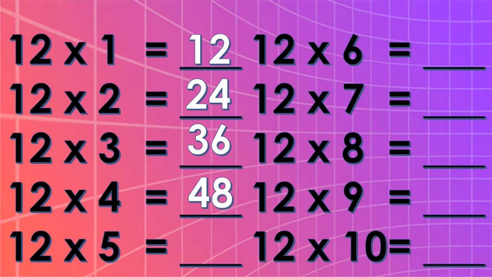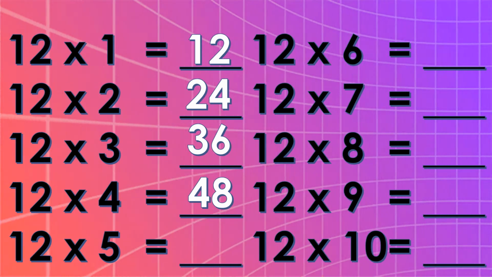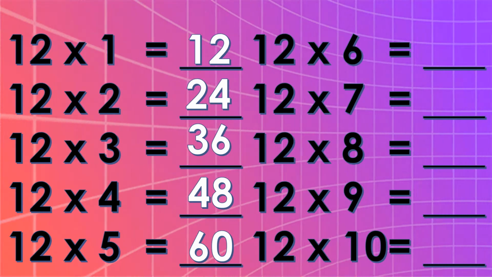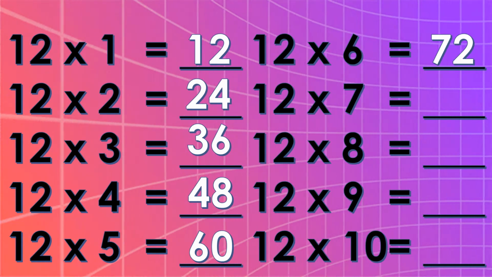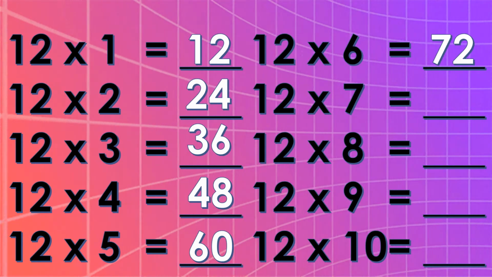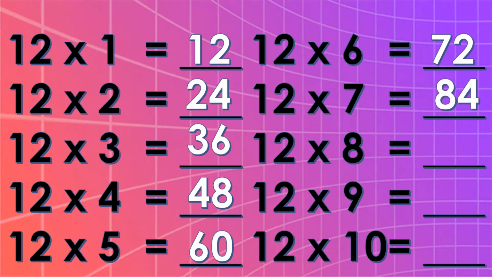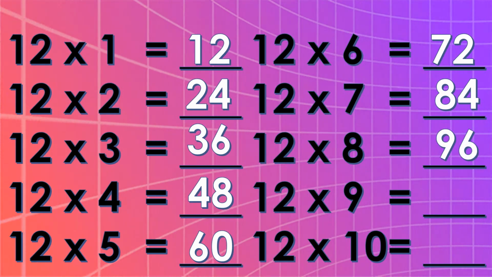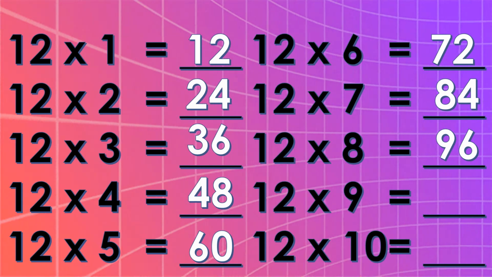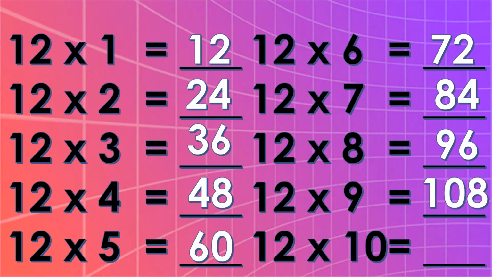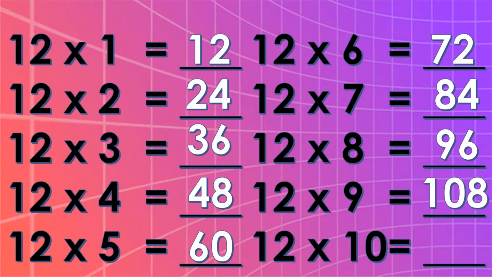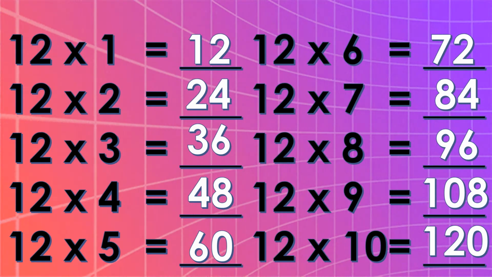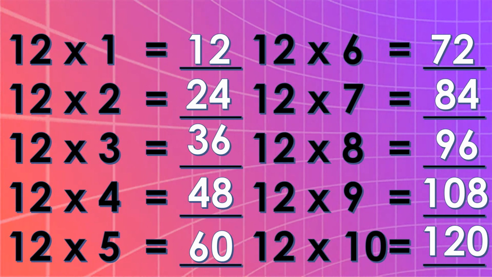Okay, correct. 48. 12 times 5 is? Okay, 60. Correct. 12 times 6 is 72. Good job. 12 times 7, 84. Correct. 12 times 8, okay, 96. Correct. 12 times 9 is 108. And lastly, 12 times 10 is 120. Fantastic, class. So now let us have our skip counting by 12.